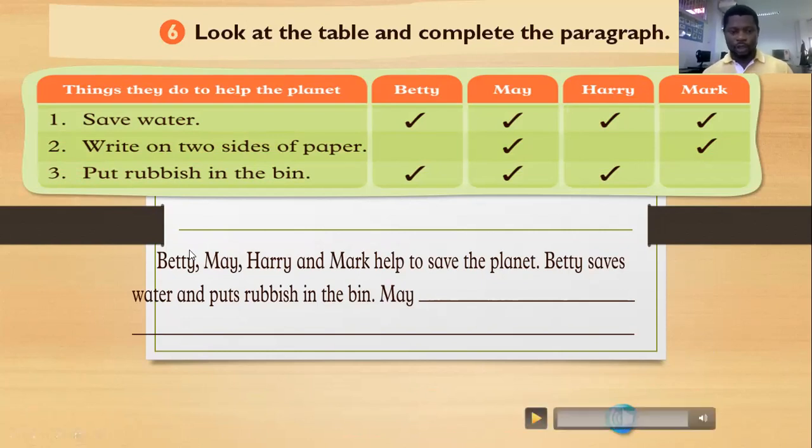Okay. So Betty, May, Harry, and Mark help to save the planet. Betty saves water and puts rubbish in the bin. What does May do to save the planet? So let's look at May. May does what?